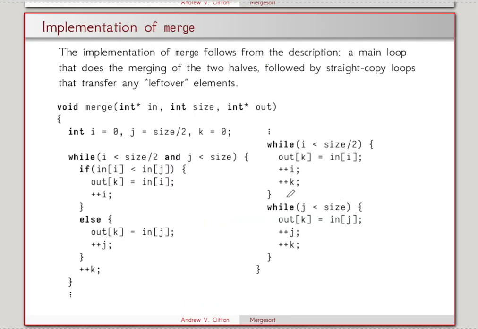So the code for this doesn't quite fit on one slide, unfortunately, but we have an index I into the left half, an index J into the right half, and an index K into the output.